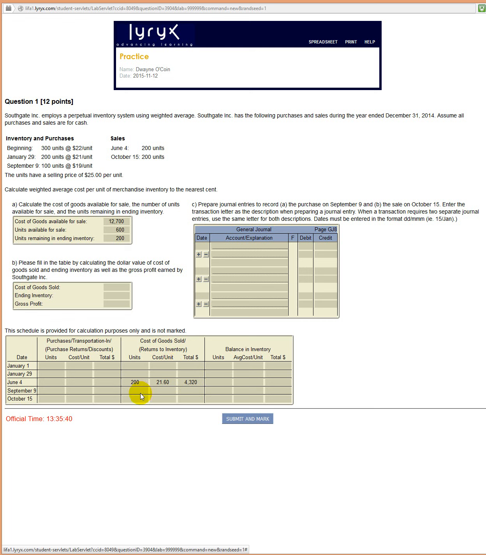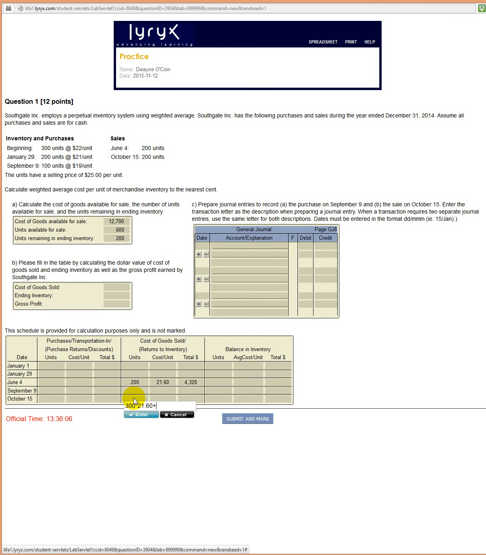Then we had another sale on October the 15th, and this was a little trickier because we sold 200 units out of the 500 available, but the other 300 units that remain will use the $21.60 as their average cost. So rather than using the numbers in the table above, we have to use 21.60 in order to value that 300 units.